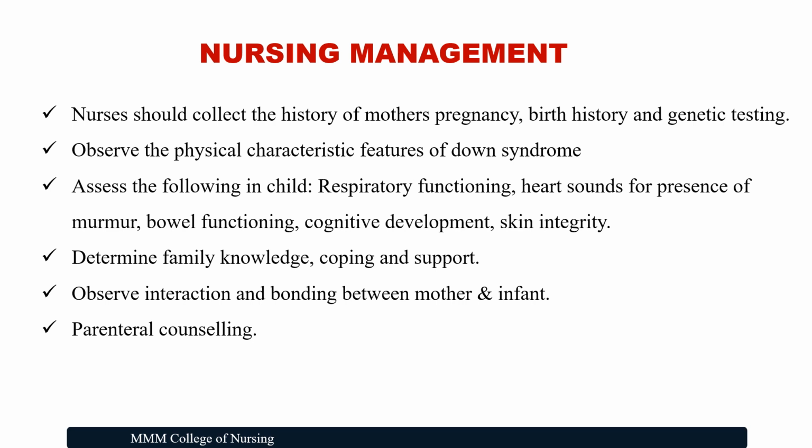Next, about the nursing management. The nurse should collect the history of the mother's pregnancy, the birth history and genetic testing, observe the physical characteristic features of Down syndrome and assess the following conditions in the child like respiratory functioning, heart sounds for presence of murmur, bowel functioning, cognitive development and skin integrity, and determine the family knowledge, coping and support of the child, and observe interaction and bonding between mother and child. Next, parental counseling has to be given.